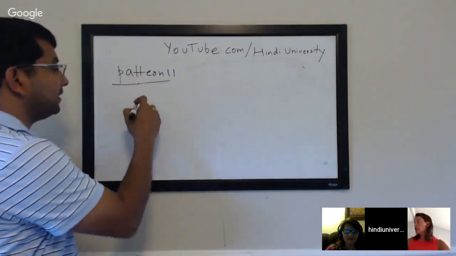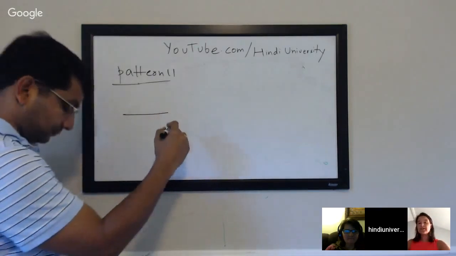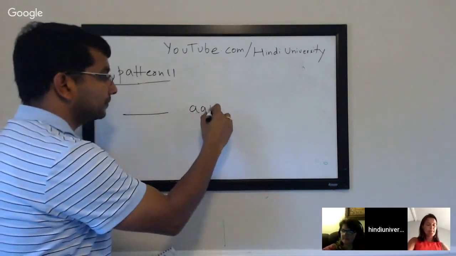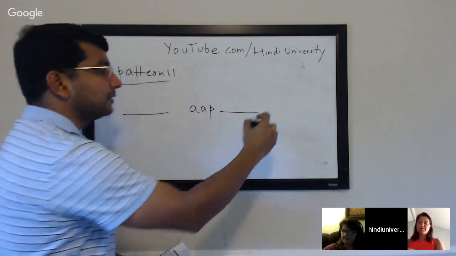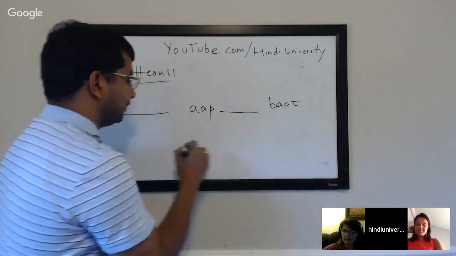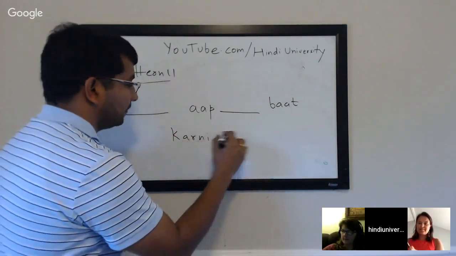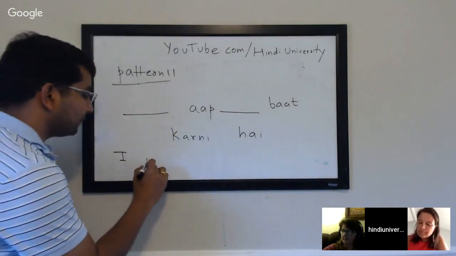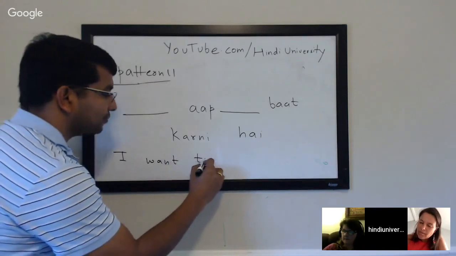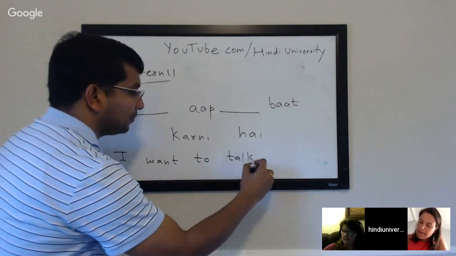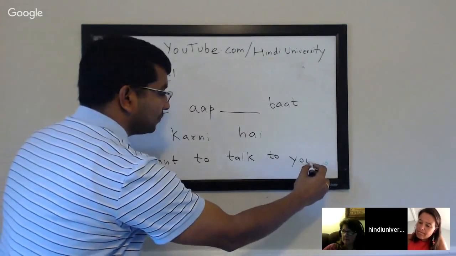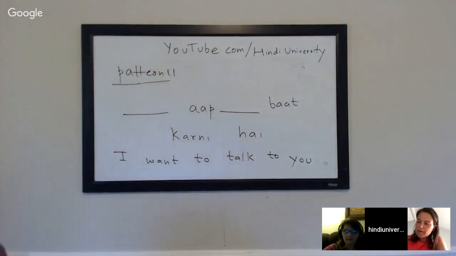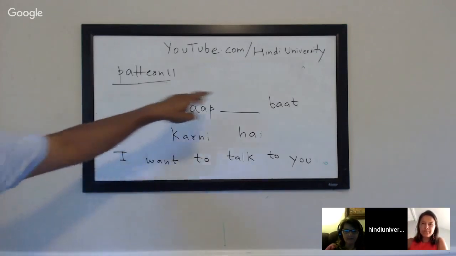Okay, so now you want to say मैं. In this case, I want to say, I want to talk to you. Which pronoun and post position do I need to write in 1 and 2?